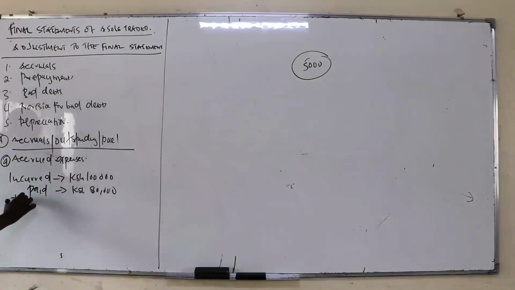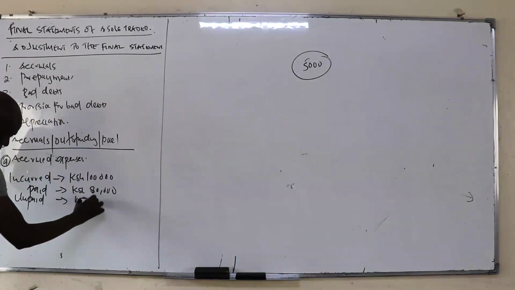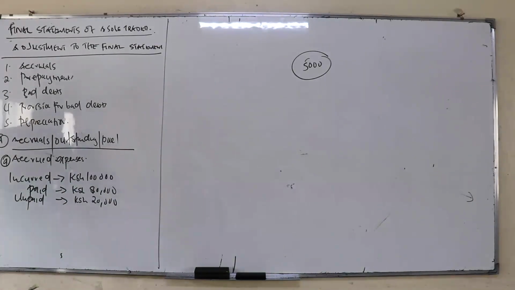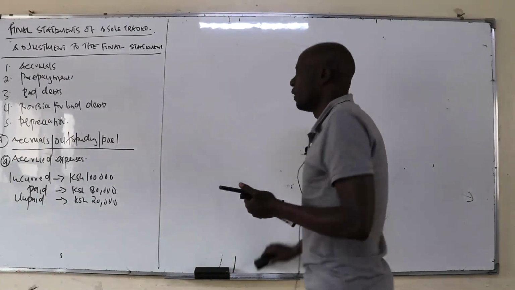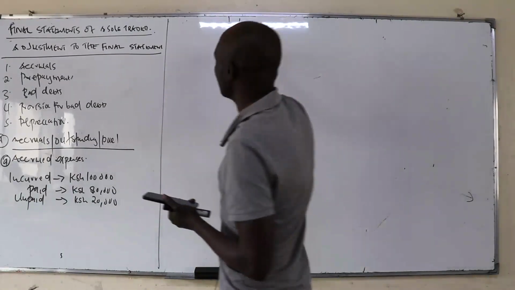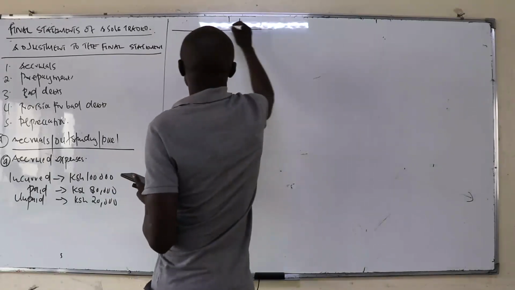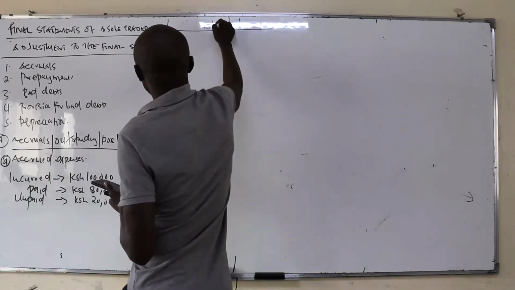Unpaid amount is Kenya shillings 20,000. So now you're supposed to open the ledger accounts to show the treatment. Now you come here and open the electricity account here. So we have electricity account. So you open electricity.